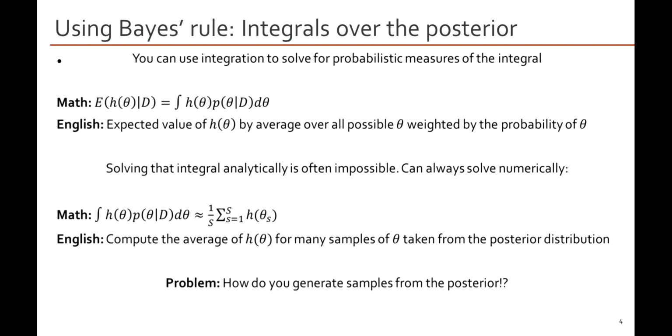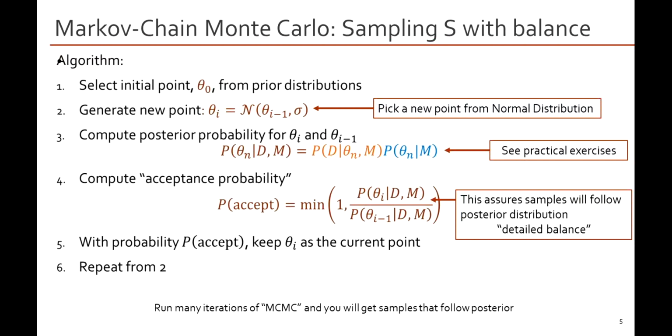And that's where Monte Carlo methods come into play. So Monte Carlo methods are exampled well by this algorithm, Markov chain Monte Carlo, that was invented in the mid-90s. And so how they work is you start out by picking an initial point from your prior distribution.